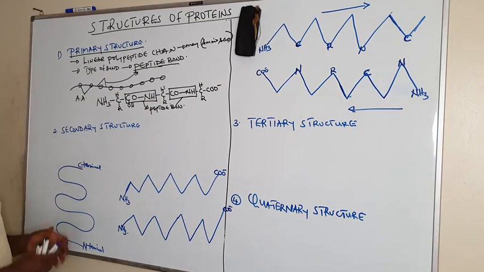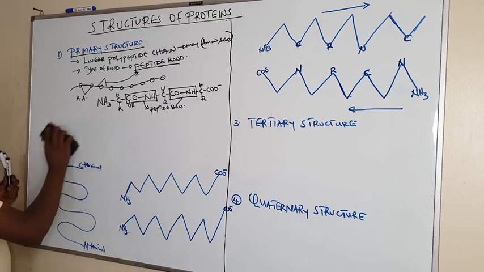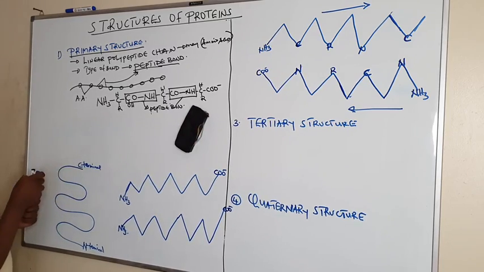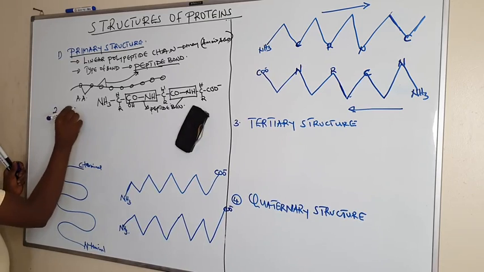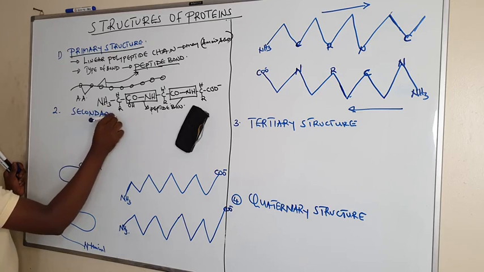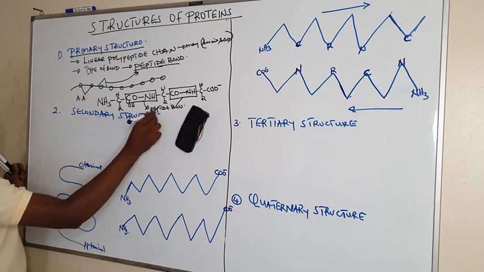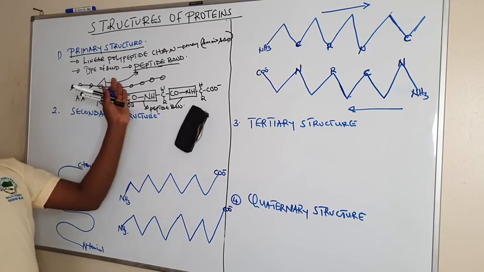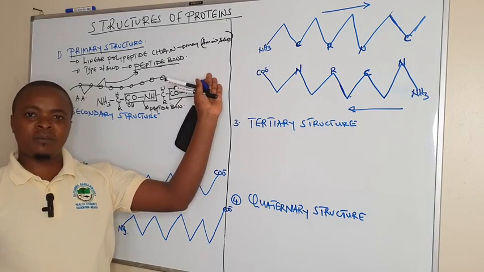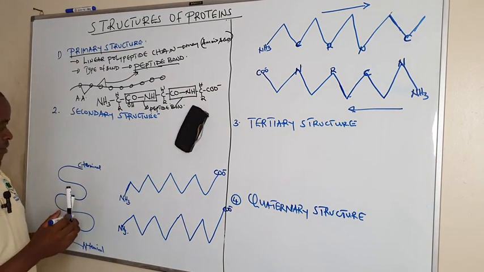Then the second structure we can talk about in this session is the secondary structure. Under secondary structure, we are going to see that the polypeptide chain formed in the primary structure is going to undergo twisting and folding.